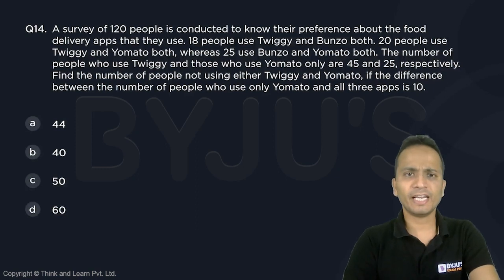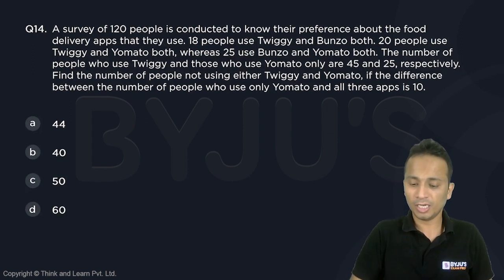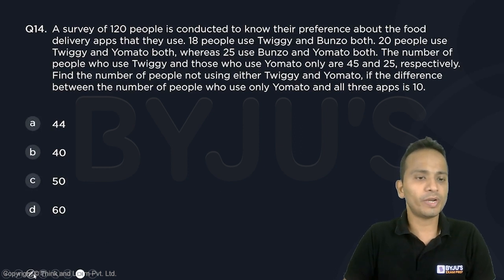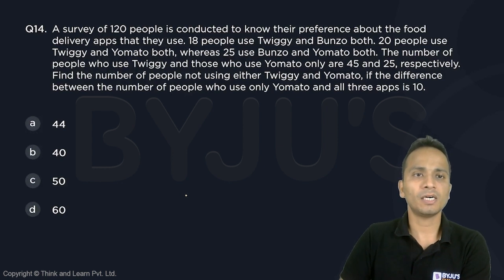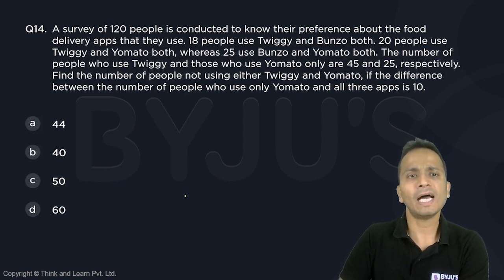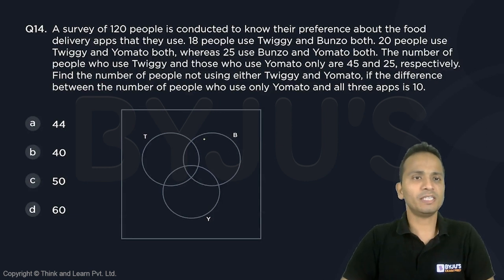In the questions of Venn diagram, there are certain keywords that are used in the question, and you'll have to be very careful while solving these questions about those keywords. Now, let's draw this three-set Venn diagram. The question says that there are a total of 120 people, and they are divided among the use of Twiggy, Bunzo, and Yamato. So I'll draw this three-set Venn diagram.